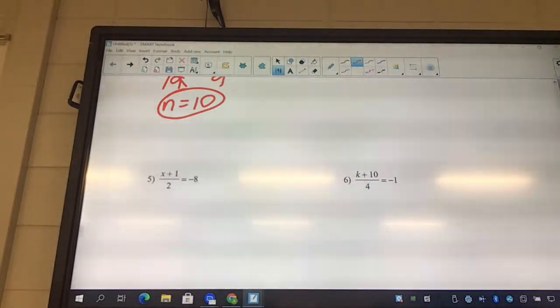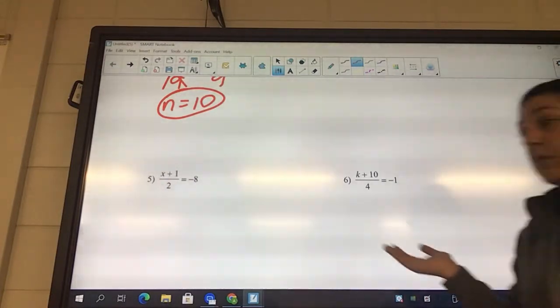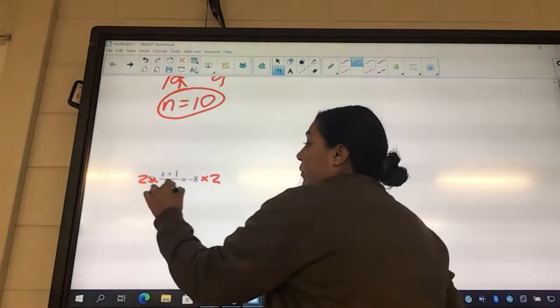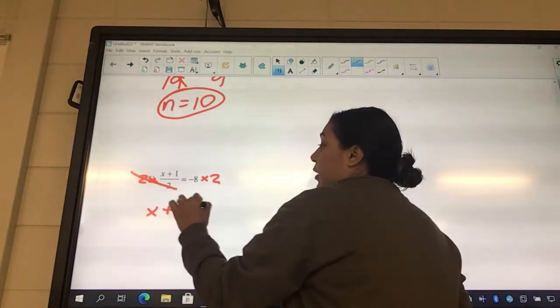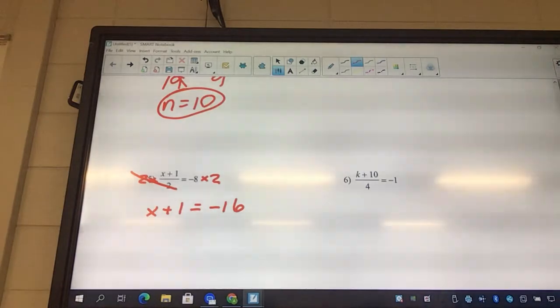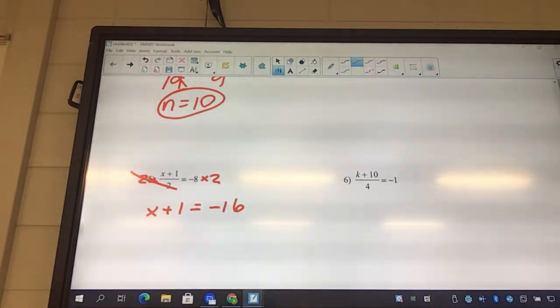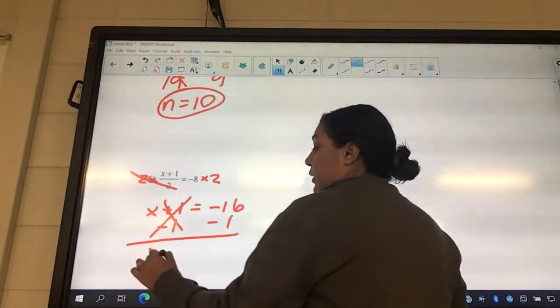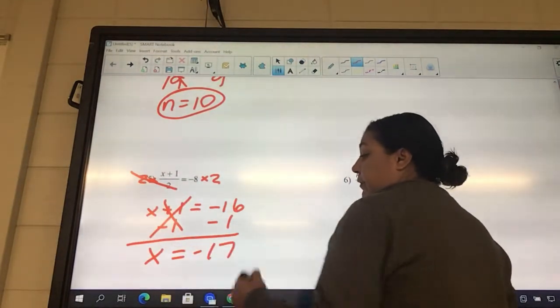So how do I move that 2 off the bottom of that fraction? We multiply, okay? What does a fraction mean? Divide. Divide, so we need to multiply by 2. Okay, so we got x plus 1 equals negative 16. Okay, so what's our next step going to be then? Minus 1. Okay, so we got x equals negative 17.